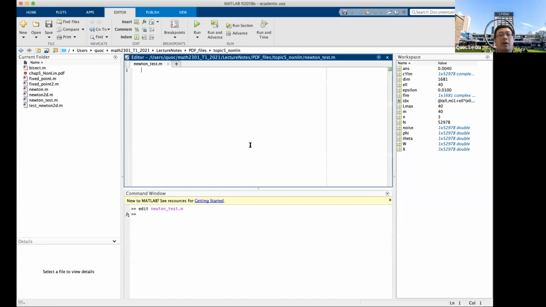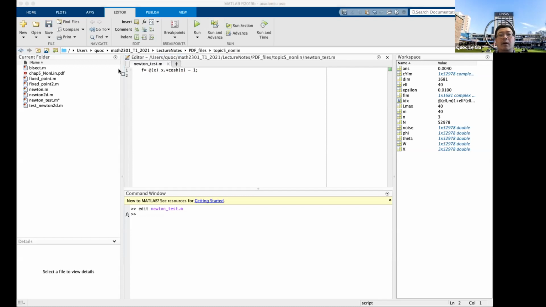Okay, so what is our function? Remember, you can define f as an anonymous function: x goes to hyperbolic cosine x minus 1. Is it minus 1 or...?